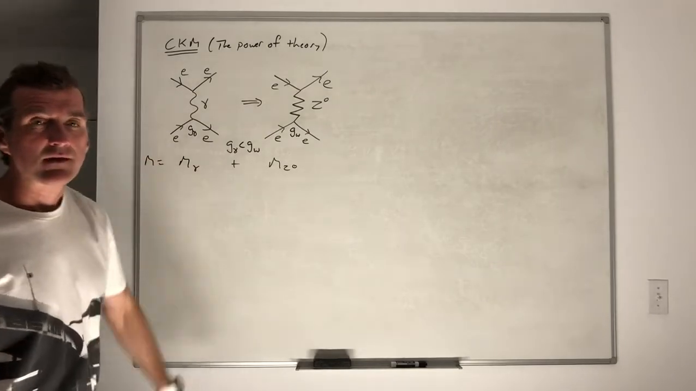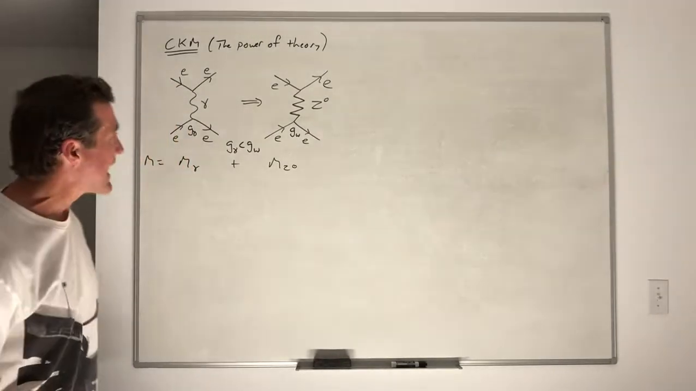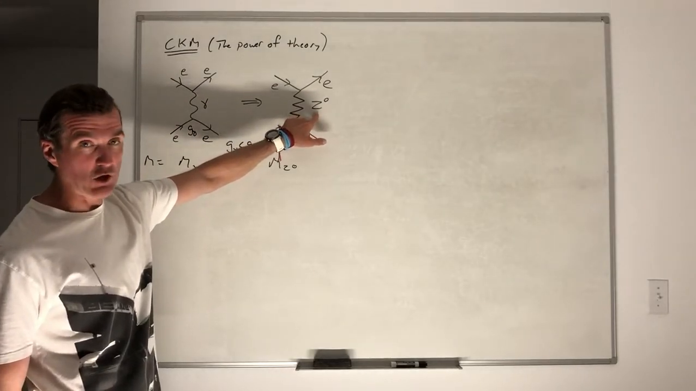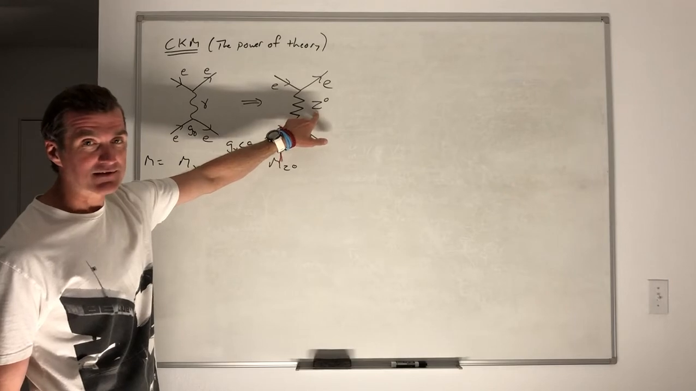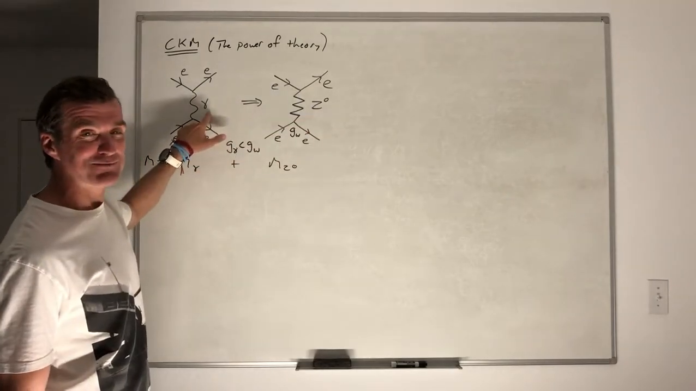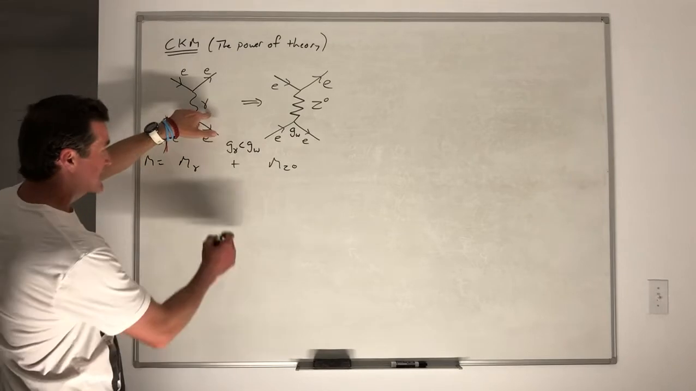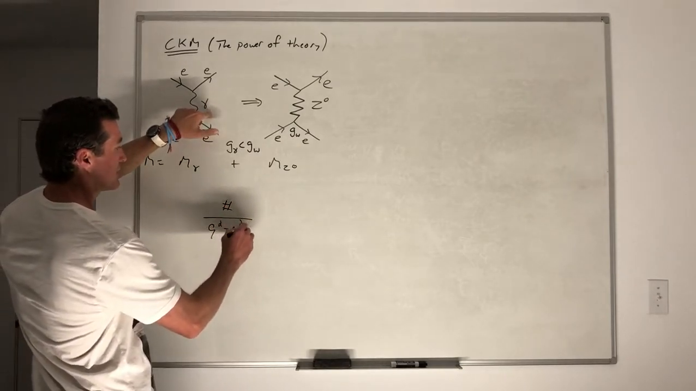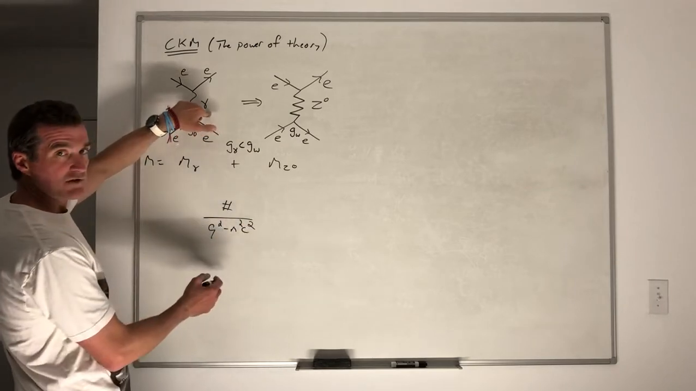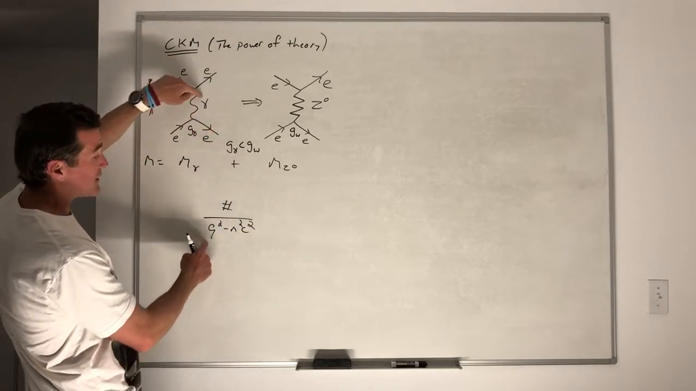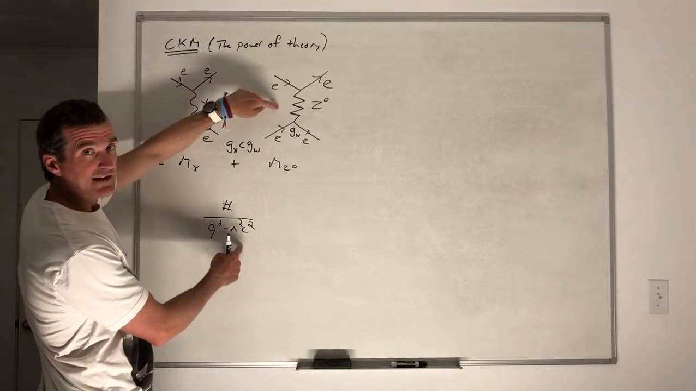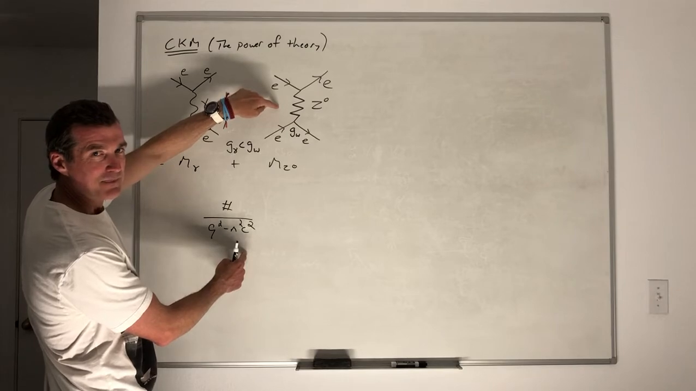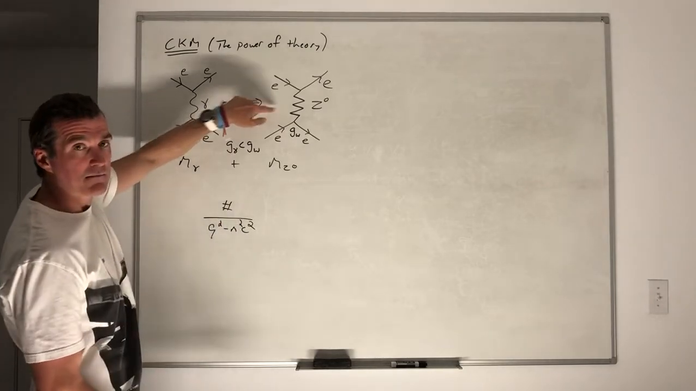I got it. It's because the Z-naught boson is massive. Exactly. Remember, the Z-naught boson is massive. It's not just massive, it's huge. It's got a huge mass compared to this, which is massless. Remember I said that the propagators will have a denominator, which is q squared minus m squared c squared. Well, this has just got q squared. This has got q squared minus big m squared c squared. Okay? So that makes the contribution from this diagram much smaller.